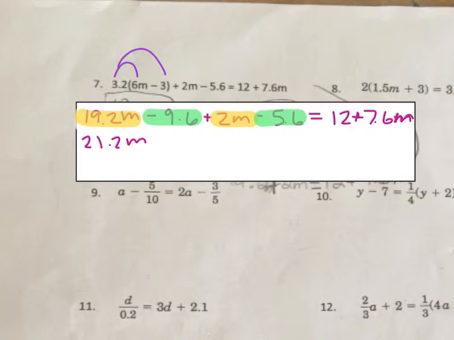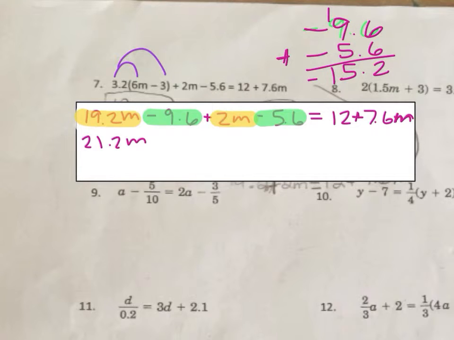So negative 9.6. Oh no, it changed color on me. Let's try that again. There we go. Negative 9.6 and negative 5.6 is just like adding those two integers together. So 6 and 6, that's 12. 9 and 1 and 5, 15. So it's negative or minus 15.2. Think about this as minus 9.6 minus 5.6 more. So we combine those like terms.